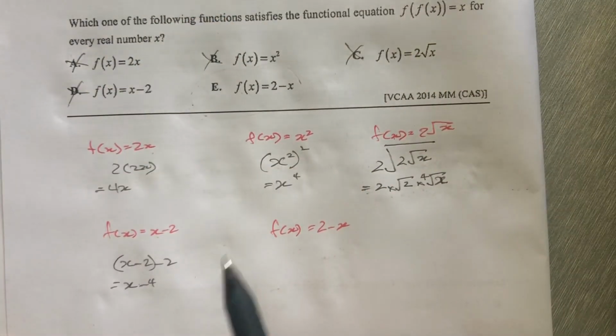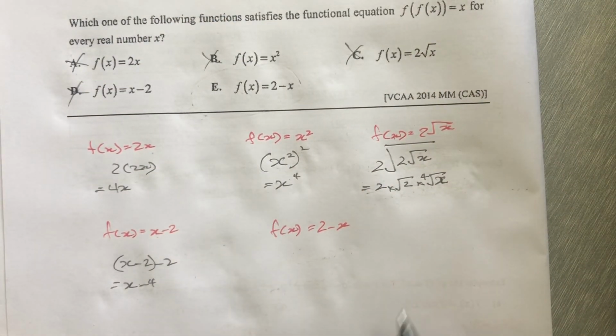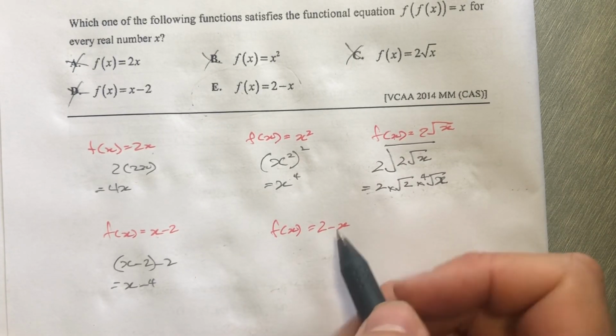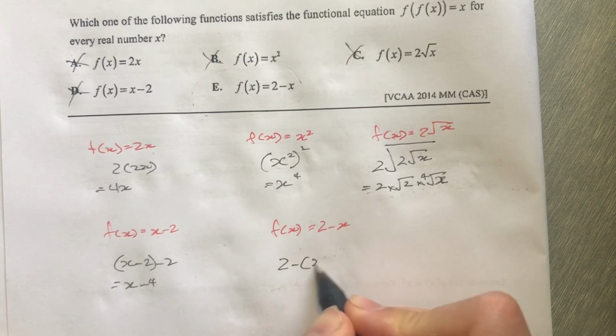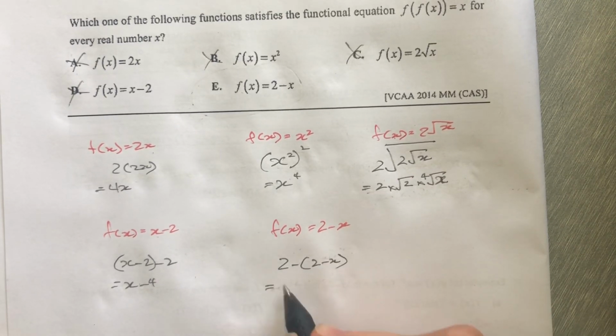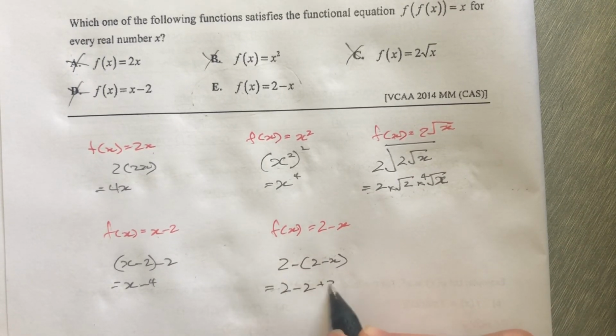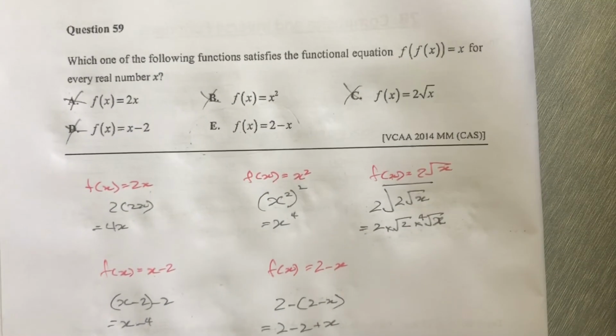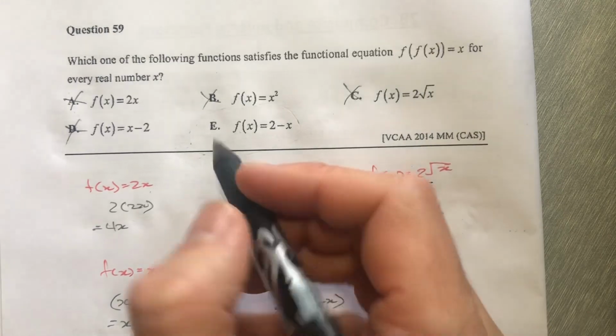So it's not d, that means it has to be e. Let's just make sure that it is e though. So we're substituting 2 minus x into x. Okay, so 2 minus 2 plus x is x, which is exactly what we wanted based off this bit here, so the answer has to be E.